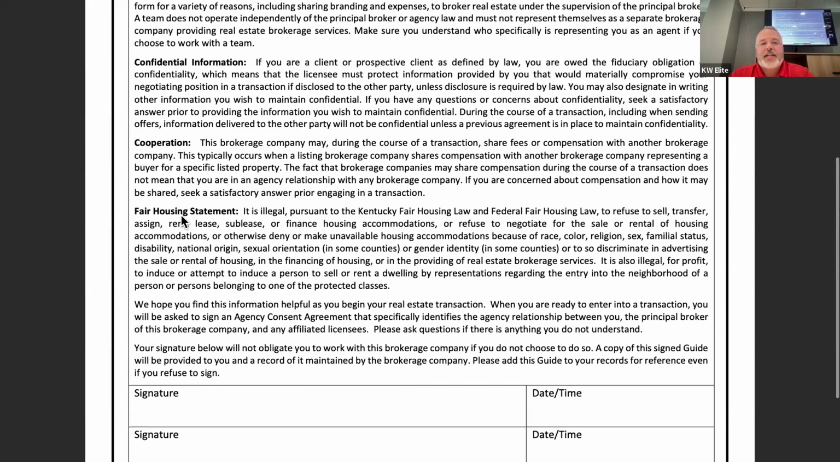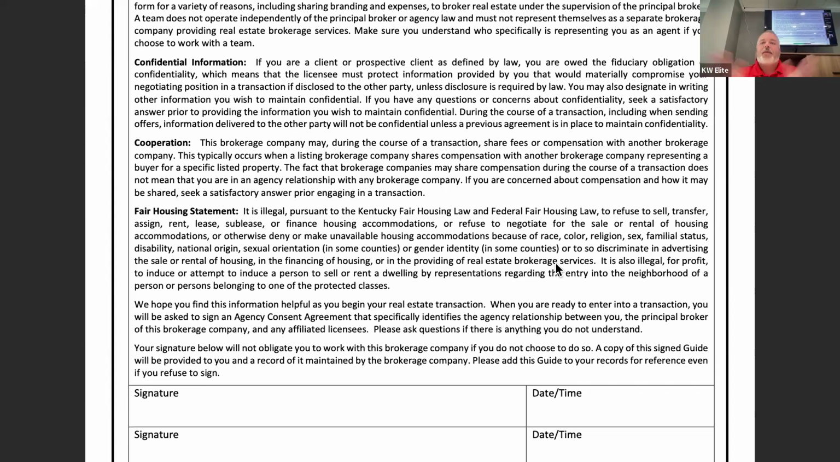And then finally, and last but not least, is the fair housing. And of course, that just simply says that if a seller puts their house up for sale, they're willing to list the house for whoever can afford to buy the house. This applies to leases and everything, regardless of race, color, religion, sex, family status, disability, national origin, sexual orientation, and that is a county to county thing, but I just mentioned it, or gender identity, or to discriminate in advertising the sale or rental of housing, the finance of housing, and providing real estate brokerage services.